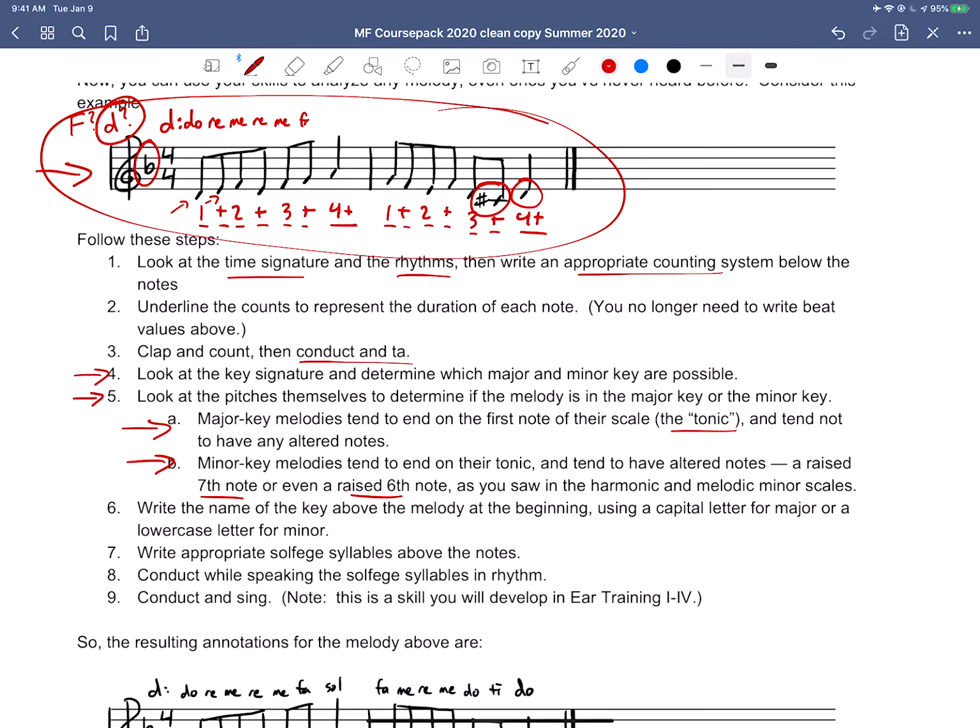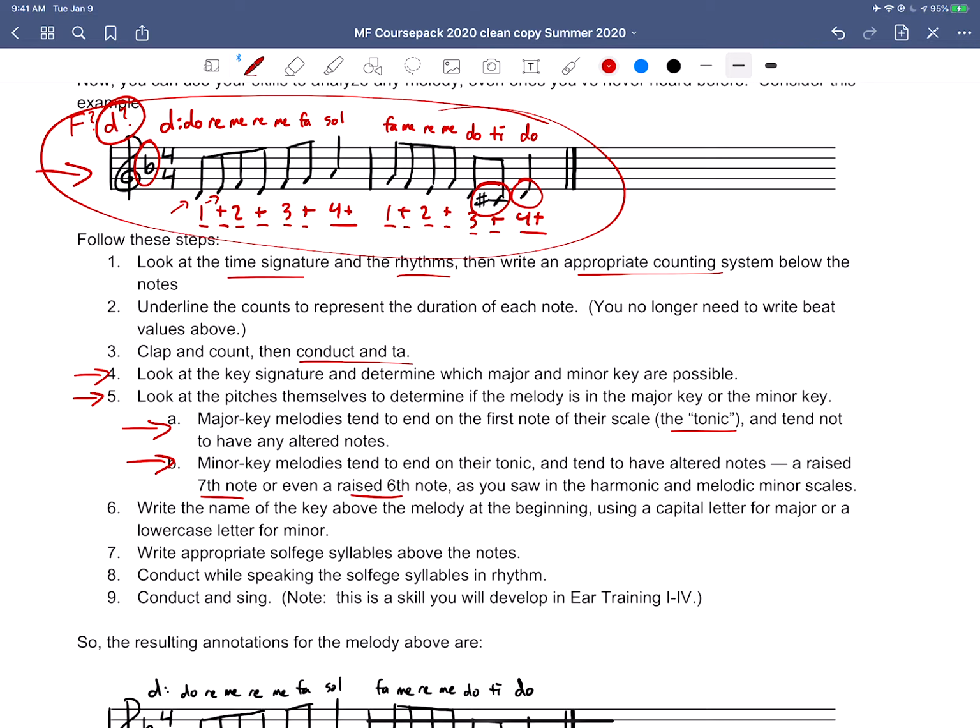Re, mi, fa, sol. Going on to the next measure, fa, me, re, me, and then we skip down to do. Here we have that raised seventh note. If you remember from the solfege unit in the minor keys chapter, the raised seventh note is ti, and then back to do at the very end. So that gives you your words.